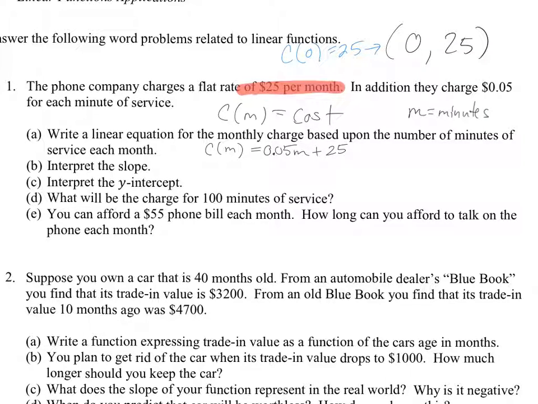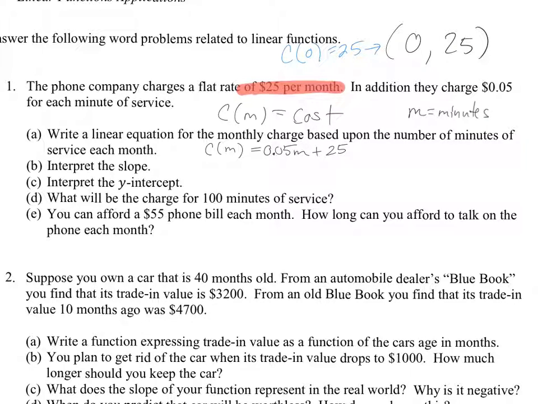I'm going to ask you questions like this in the test for sure. So when you're given a function and you know the context of the function, you need to be able to describe what it means. And you've done well with this so far. So the slope is the cost per minute. That's part B. The y-intercept we said already is what? What's the y-intercept in terms of interpretation, not numbers?